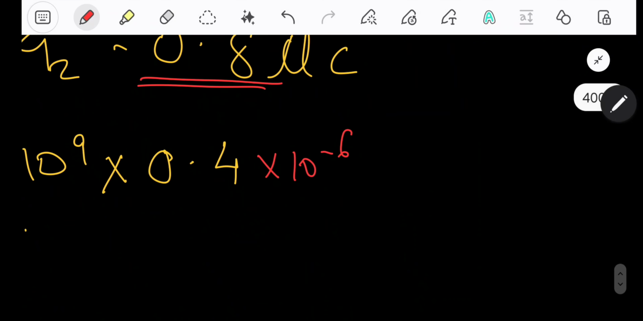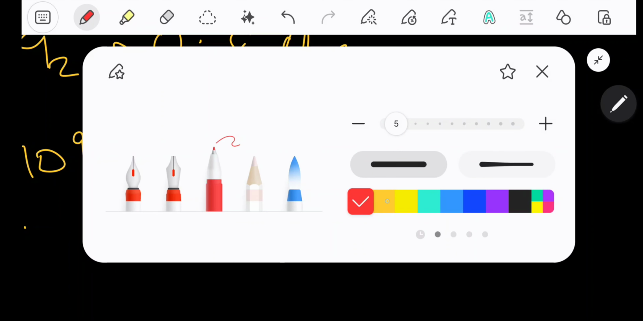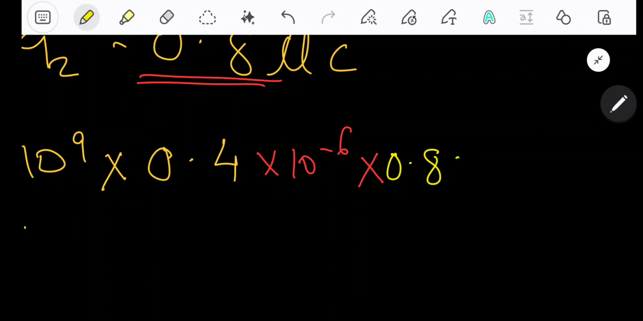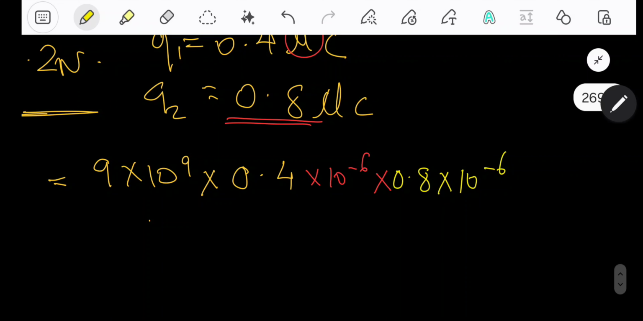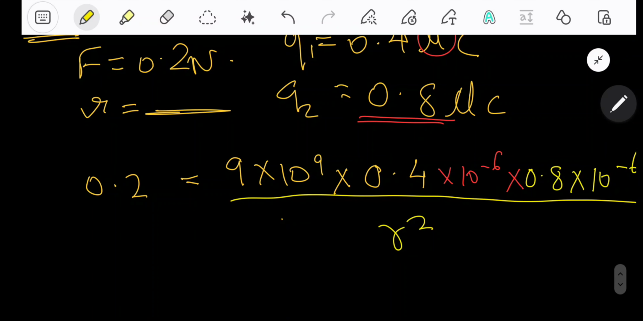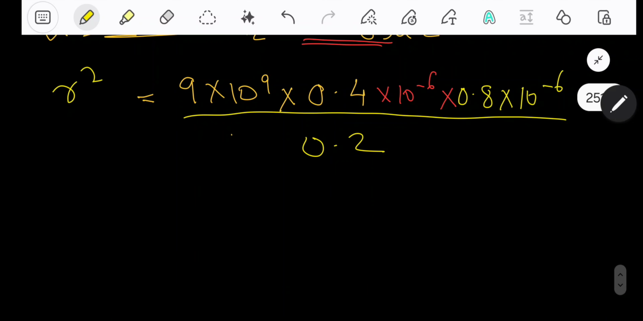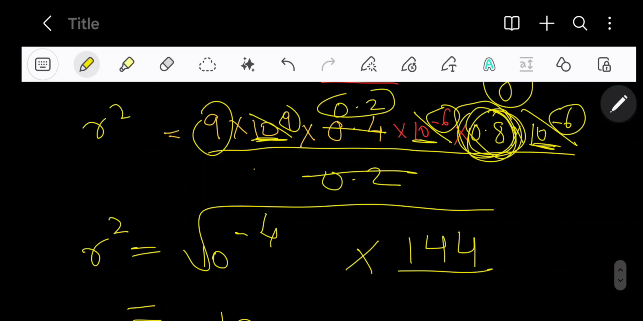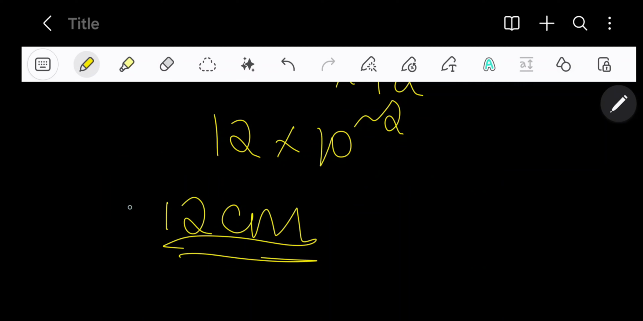Same for this value, so we're going to multiply 0.8 into 10 raised to minus 6. Okay, and we have to find R square. So I'm just going to send this value over here, R square 0.2. Now we can solve this, and then this square will go here, and then it will become 10 raised to minus. So we basically have 12 centimeters.